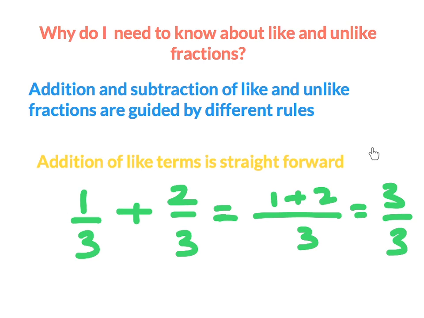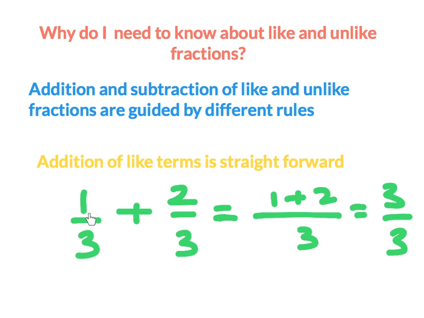Well, there's a simple reason. The reason is because when you are adding and subtracting like and unlike fractions, there are different rules. For example, in the addition of like fractions, the addition is straightforward. All you need to do is to select one of the denominators and write it as the new denominator. And what you do is to add up the numerators.